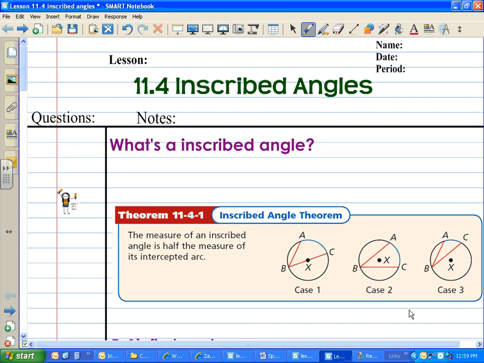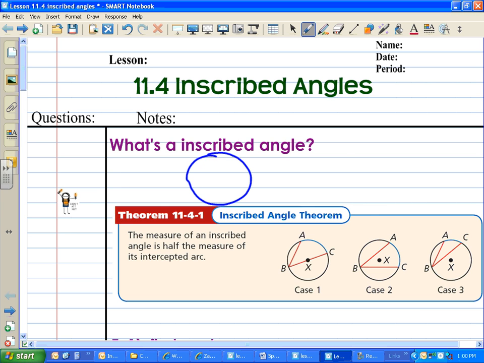So we're going to start with 11.4, Inscribed Angles, and you should have the notes I gave you today. Some of it is already pre-done for you, okay? So the first question is, what's an inscribed angle? You don't have too much space there, so I'm going to try and squeeze mine in here as well. Let me draw a picture right there.